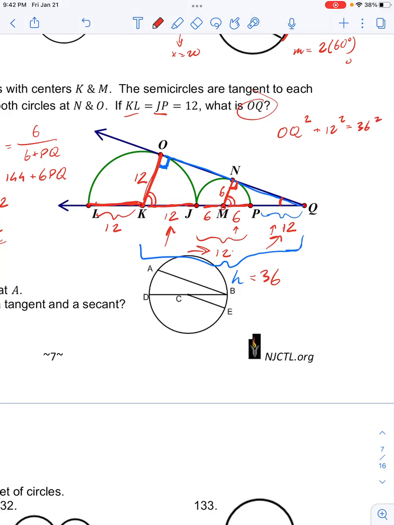Now plugging into our calculator, we have OQ squared is equal to 36 squared minus 12 squared. So OQ is equal to the square root of 36 squared, which is 1,296, minus 144. That is 1,152, and the square root of that would give us a length of OQ equal to 33.94, rounding to the nearest hundredth.